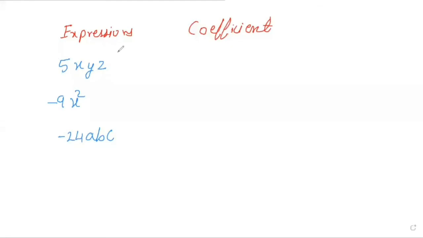Okay, now let us understand what we mean by coefficient. Here we have a term 5xyz. The numerical value which comes along with the variable is called the coefficient. So here 5 is called the coefficient of xyz. So the coefficient of xyz is 5.